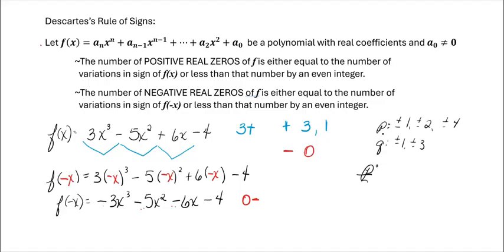So my p over q's are going to be 1, 1/3, 2, 2/3, or 4, or 4/3. So instead of having 12 choices, I have 6 choices now. So I've narrowed it down.